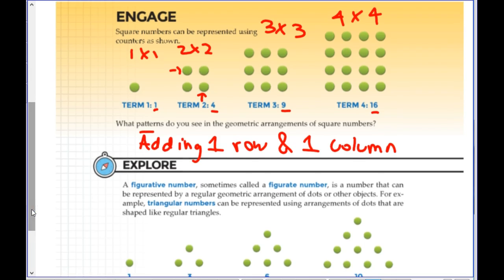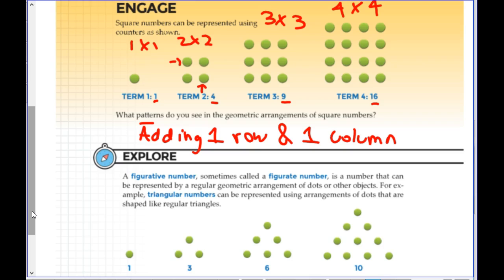Okay? So at the bottom it says a figurative number, also called a figurate number, okay, is a number that can be represented by a regular geometric arrangement, okay? Meaning it makes a shape. So if square numbers make a square, what do you think these numbers are called down here? Yeah, triangular numbers make a triangle. And by a triangle we mean a regular one, meaning the same side lengths, okay?